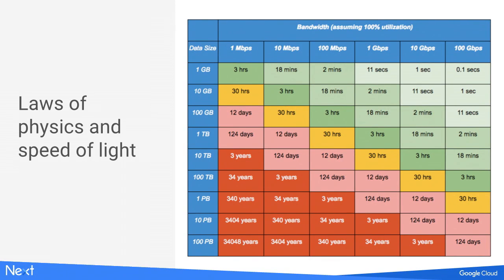So this is what we call the laws of physics and the speed of light. Imagine you have just a 1 gig network uplink, assuming 100% utilization, so nobody else is doing emails. If you have 1 petabyte of data, it's going to take you more than 3 months. A lot of times we don't think about network when we're thinking about moving data. My point here is that network is part of the equation of uploading data into GCS or GCP, which brings us to the next slide.